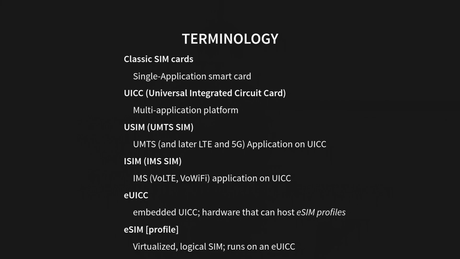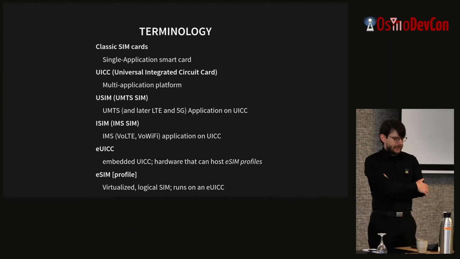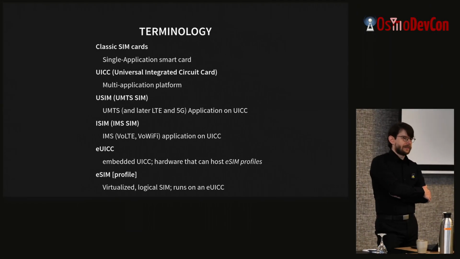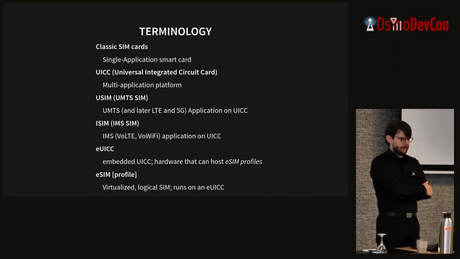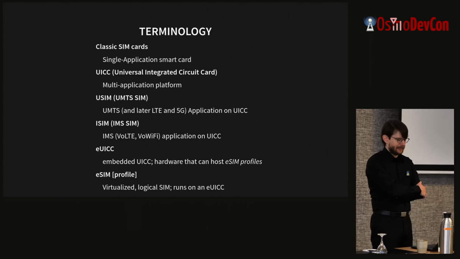So we have classic SIM cards, which are so-called single application smart cards. It's a smart card that only has a single purpose, which was the subscriber identity module function in a classic GSM phone. Then in UMTS, as we know, everything became universal. That's what the U means. They also specified the universal integrated circuit card, a multi-application platform for smart cards, specified in ETSI. And the USIM, the UMTS subscriber identity module, is an application on a UICC.